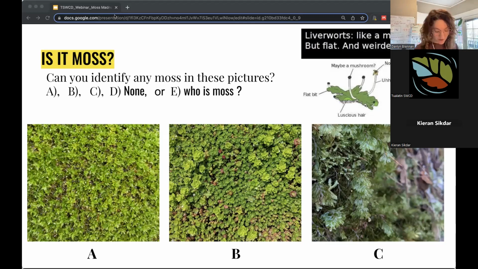And these are all my pictures. I have a huge library of moss, liverwort, plant pictures to choose from, which made this really hard because I have a lot of really cool pictures of moss.